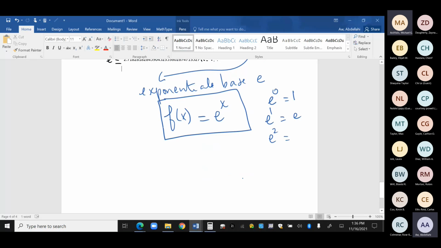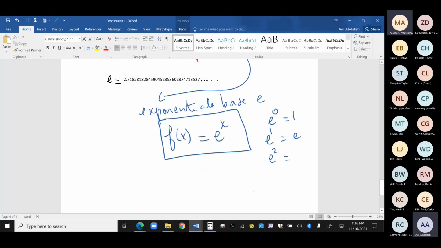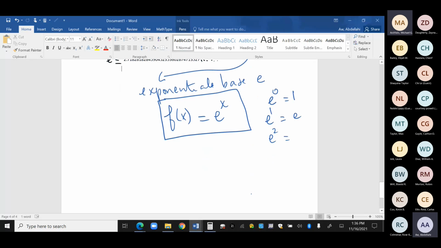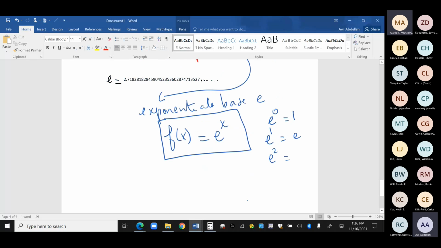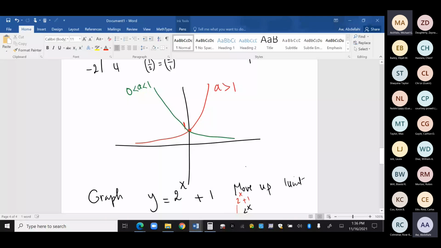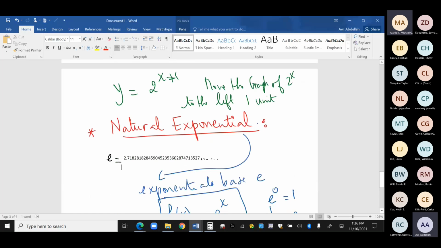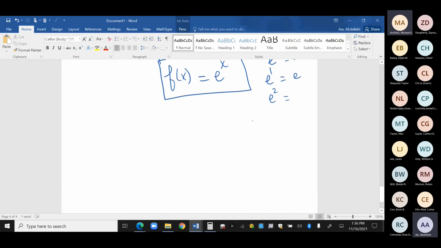Because it's very, very important in calculus. This function right here is very, very important in calculus. If you do calculus, you're going to use this number a lot, this function. Okay, so when you graph e to the x, what type of graph are you going to have? The red graph or the green graph? The red one, exactly, because e is greater than 1. Exactly, thank you very much.